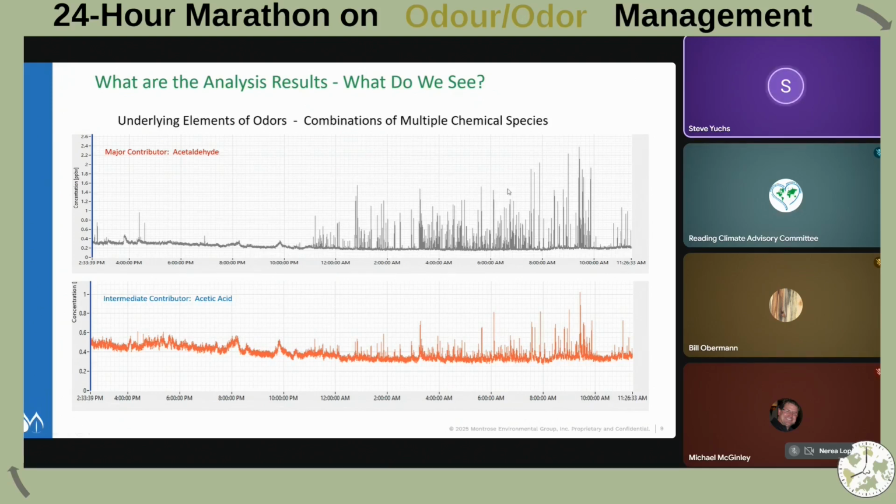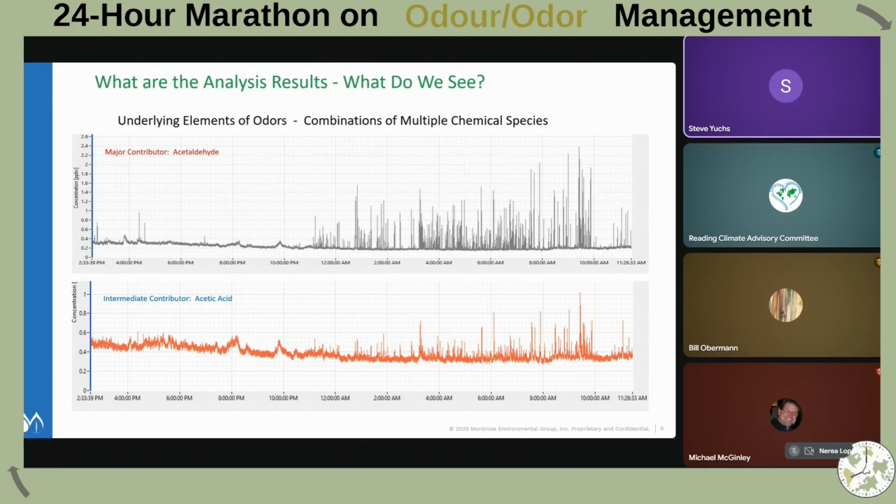So on the first one here, you can see a major contributor is acetaldehyde. And this is the actual graph for acetaldehyde. And I believe this was almost 24 hours, close to it, maybe 20 or 21 hours overnight. So long sampling run times here.